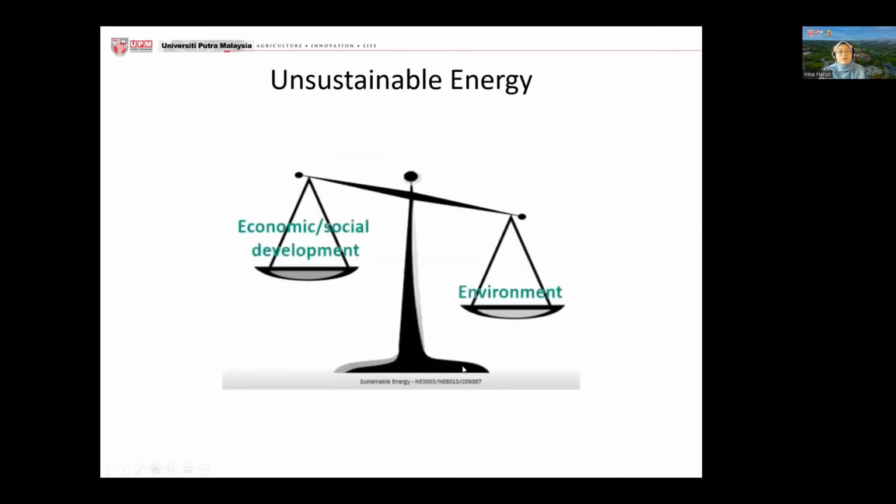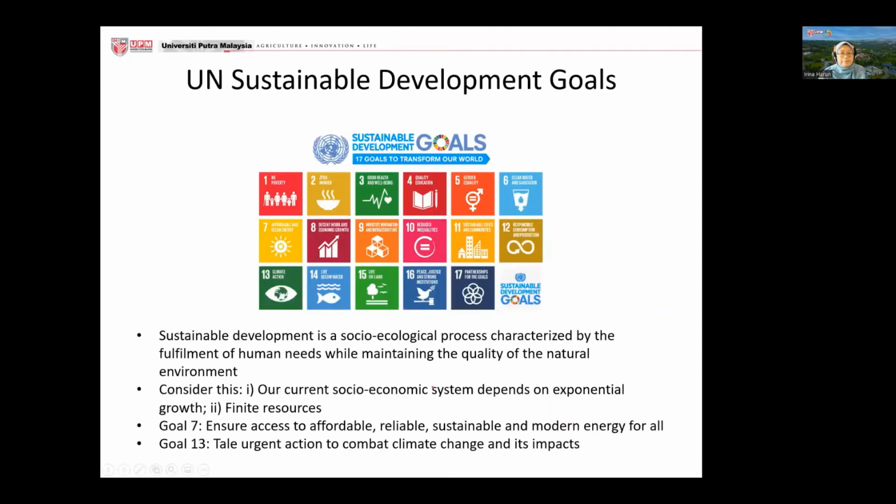Okay. So unsustainable energy means that you sacrifice the environment in favor of the rest lah. So the economy, things like social development, but you sacrifice the environment. So it's not sustainable in the long run. Which is why the UN SDGs were developed. There are 17 different goals, and if you look at the SDG website, each of these has a very specific aim.